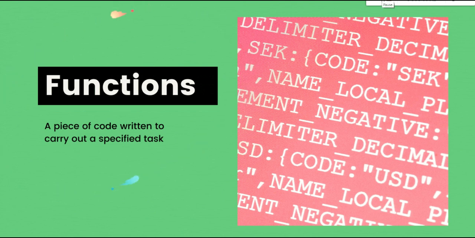We have different types of functions in Python. One is a function with no argument and no return value. Second, a function with no argument but with a return value. Third, a function with an argument and no return value. And fourth, a function with an argument and a return value. So we have four types of functions in Python.